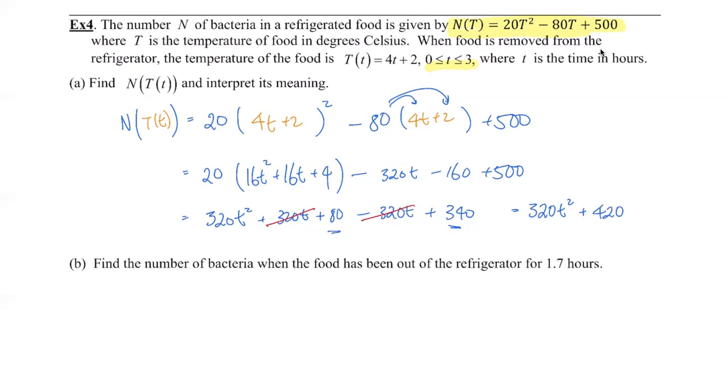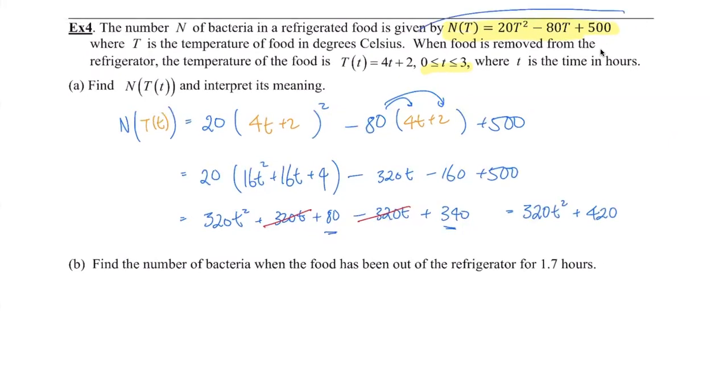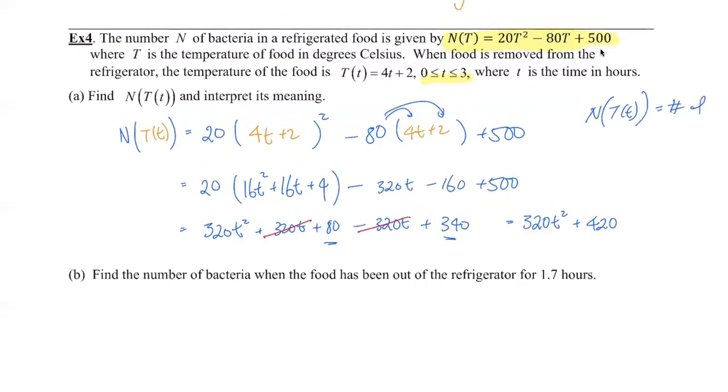Okay. So what does it do then? So originally, this is based on the temperature. It's not related to time. So what we can do now is that, since the number of bacteria depends on the temperature and temperature depends on time, let's just put the time into the function of bacteria. So N of big T of t simply means the number of bacteria at time t.